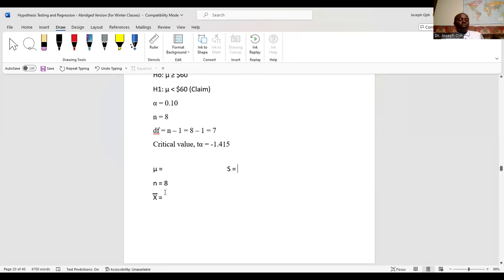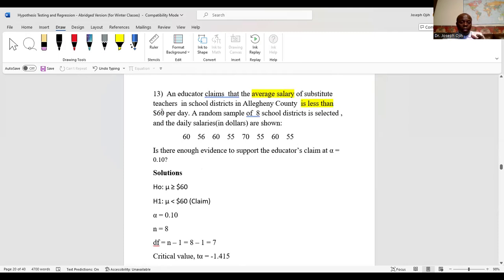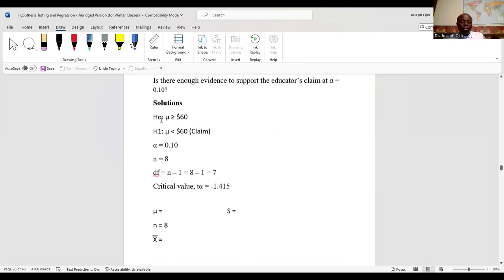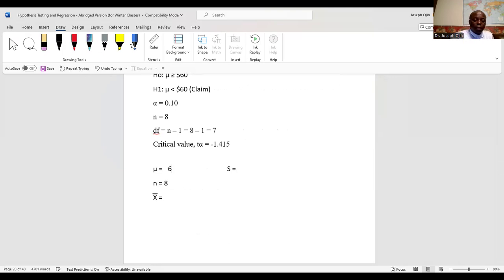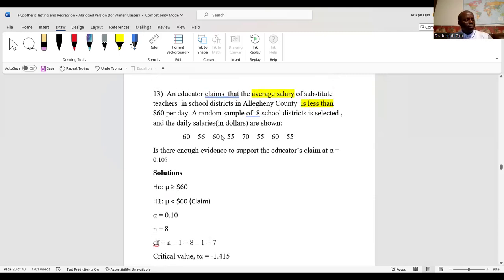So first, to get these two, the mean, the population mean, is $60 per day. The ones we need to calculate are the sample mean and the sample standard deviation. Like I said, you can use the formula method, a calculator, or you can just use Excel. So I put this in Excel so we can get the sample mean and sample standard deviation. Let me go and get it from Excel.